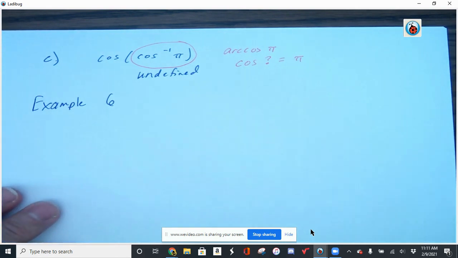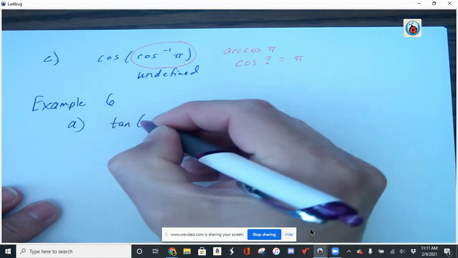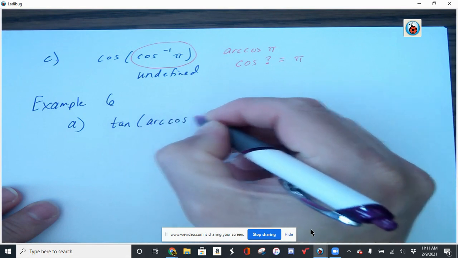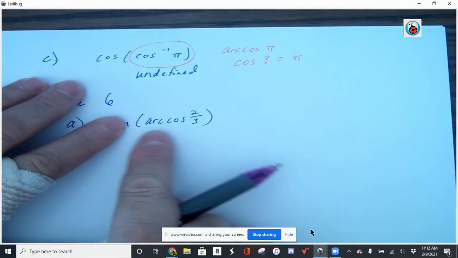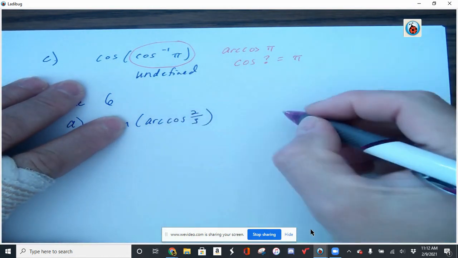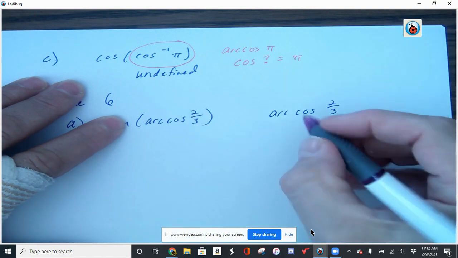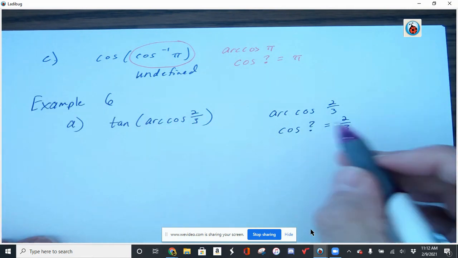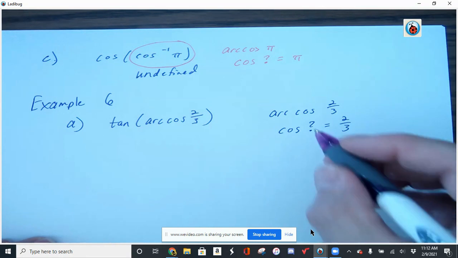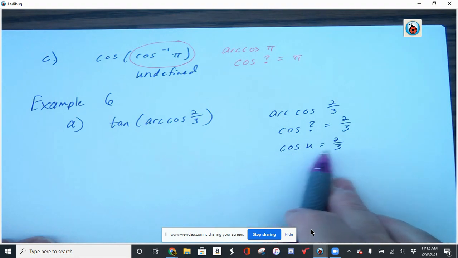Let's go to example 6. What we want to do is find the exact value of the tangent of arc cosine of 2/3. I'm just going to concentrate on that area right there. Remember, this is asking me the cosine of what angle is equal to 2/3. I'm going to use the variable u because your book does also, so I want to keep everything consistent. So the cosine of angle u is equal to 2/3. I want to find that angle that gives me a cosine of 2/3.